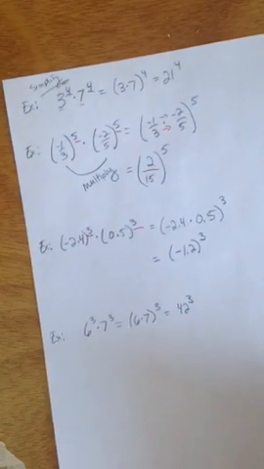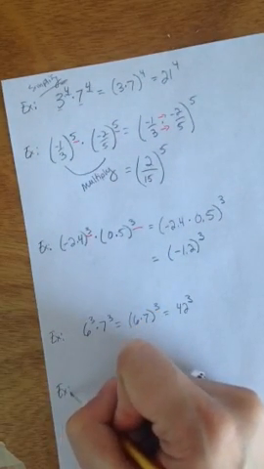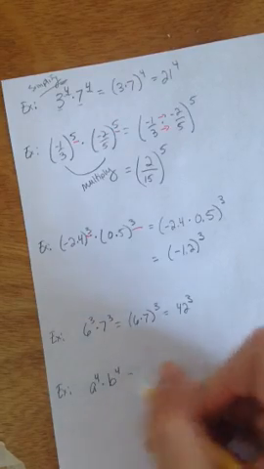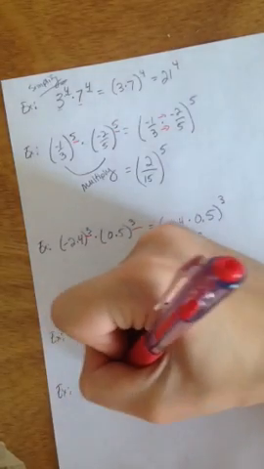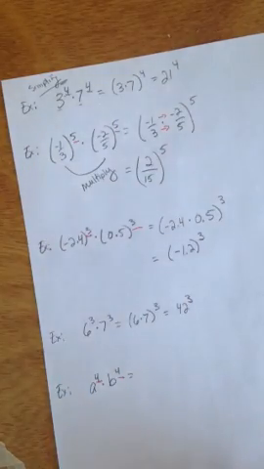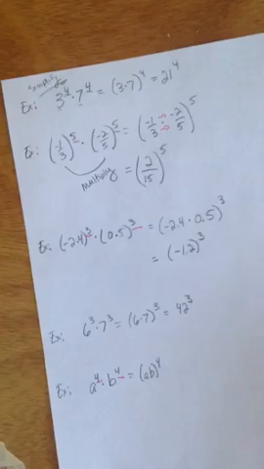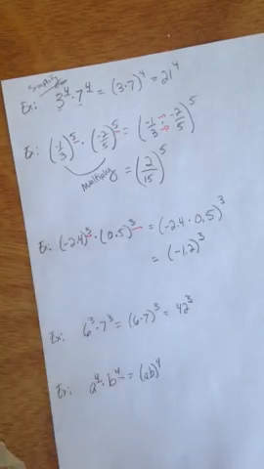I can do the same thing with variables. So I have a to the 4th times b to the 4th. Again, because I have the same exponent here, I can multiply their bases. So I'm going to have ab to the 4th. And there's nothing more I can do since a times b is just a times b. I can't combine that any further.